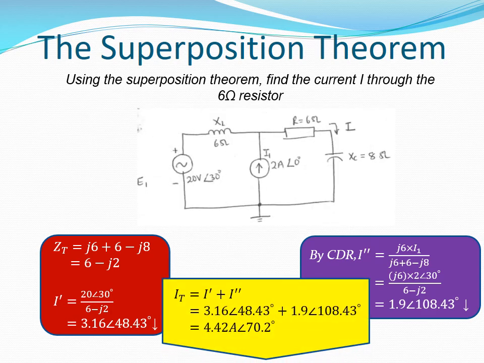The two currents flow in the same direction. Therefore, the overall current that flows through the 6 ohm resistance is the sum of the two currents. We obtain it as 4.42 amps at 70.2 degrees.